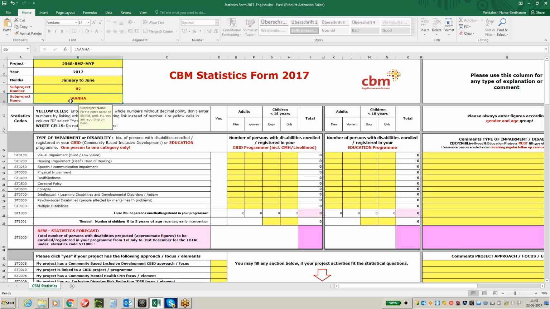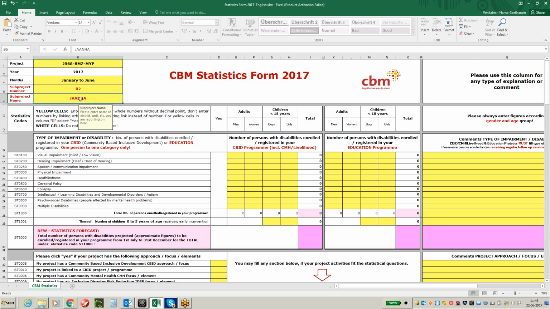And in future, you should make sure that the same sub project number is used for the same district. For example, if 02 is used for Jana, then you have to make sure that in future also you give 02 to Jana, so that there is a comparison of the previous data of the same district in continuation. Hope it's clear. Any more questions, please?